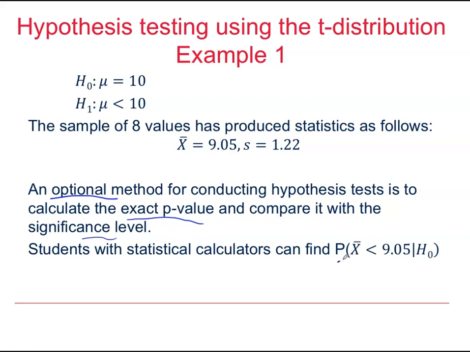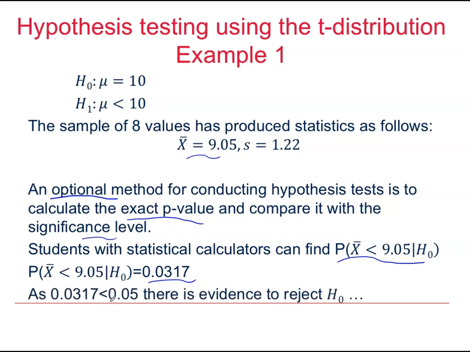What you can do is find the probability that the sample mean would take a value more extreme than the value that you have observed. In the calculator, we find the value of 0.0317, and we would compare this to 0.05. We see that as it is less than 0.05, there is evidence to reject the null hypothesis, and we carry on to reach the same conclusion as before.